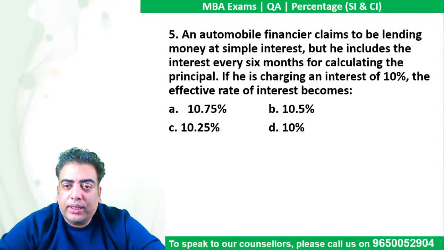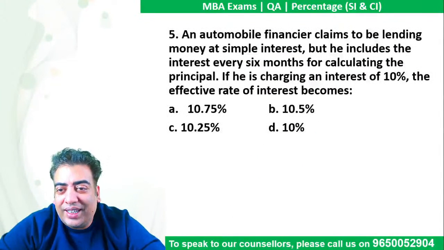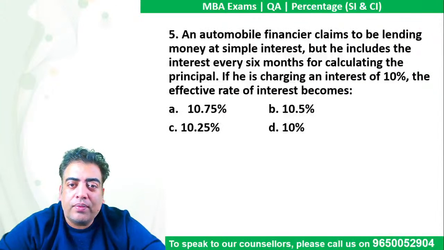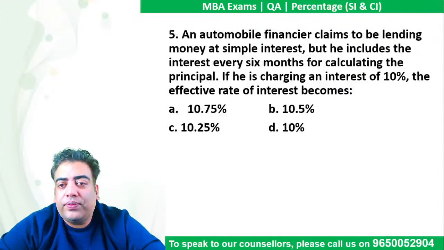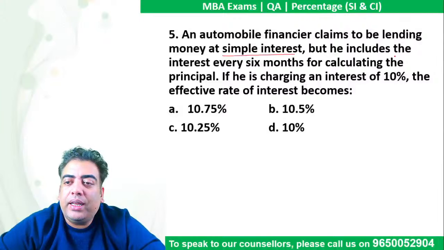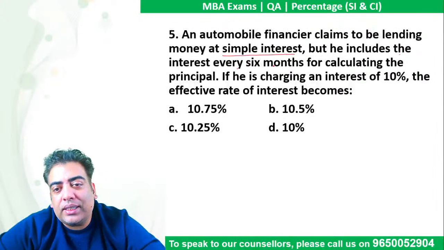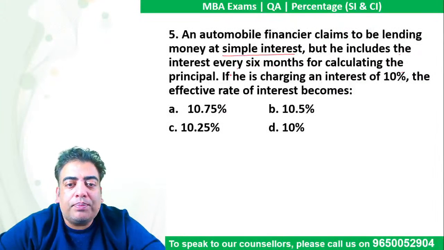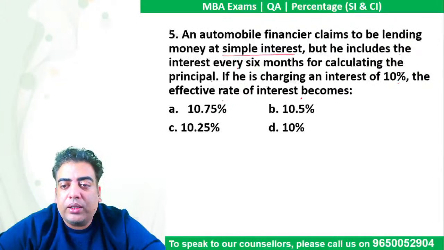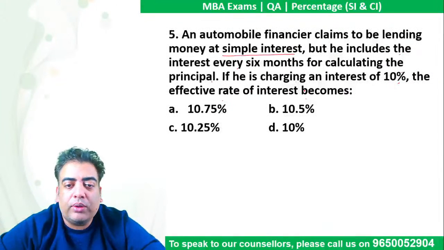Okay, now let's do it. Now please read the information carefully, guys. It is slightly tricky information, so please read it carefully. An automobile financier claims to be lending money at simple interest, but he includes the interest every 6 months for calculating the principal. If he is charging an interest of 10%, the effective rate of interest becomes. So be quick and tell me the answer.